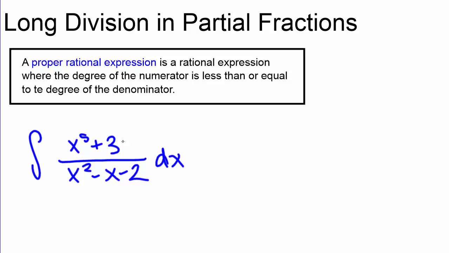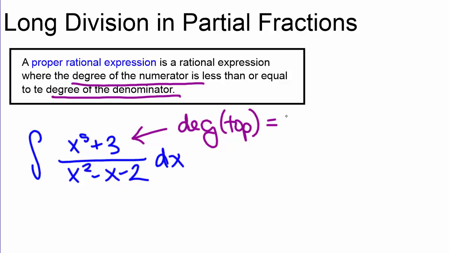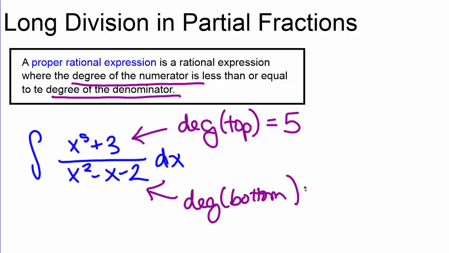Sometimes when we're solving partial fraction decomposition of a rational expression, such as the one below, we will have an improper rational expression. Remember that a proper rational expression is a rational expression where the degree of the numerator is less than the degree of the denominator. So in the example below, the degree of the top, the numerator, is equal to 5, and the degree of the bottom, the denominator, is equal to 2.